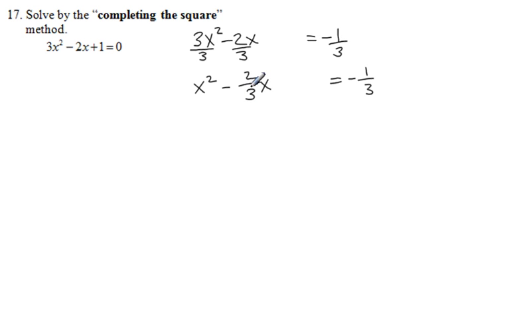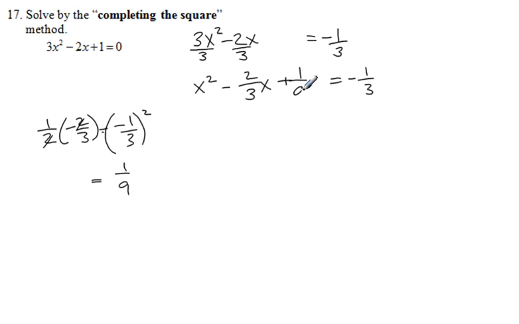We want to half this middle term and then square it. So we're going to take 1/2 of that negative 2/3, which is going to give me negative 1/3. And then we want to square that term. So negative 1/3 squared is going to give me a positive 1/9. 1/9 is what I'll add to both sides.